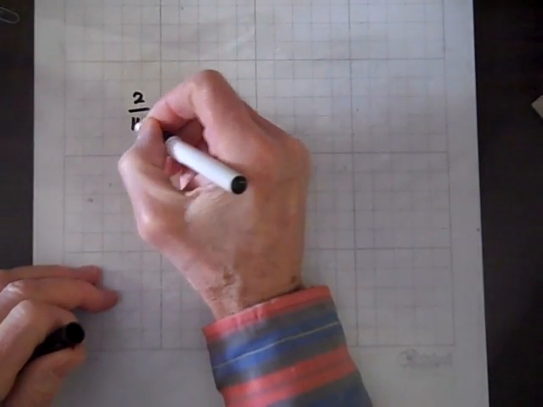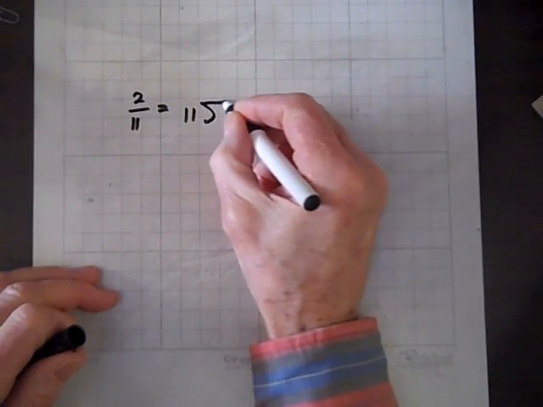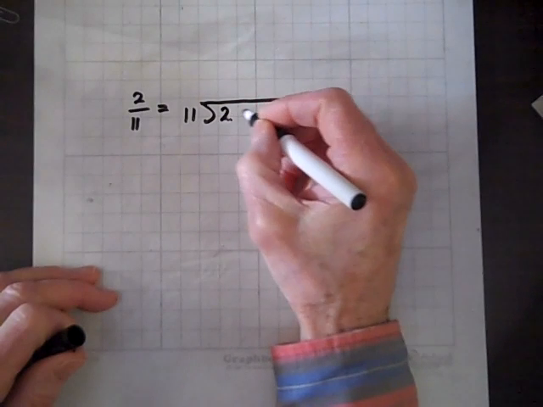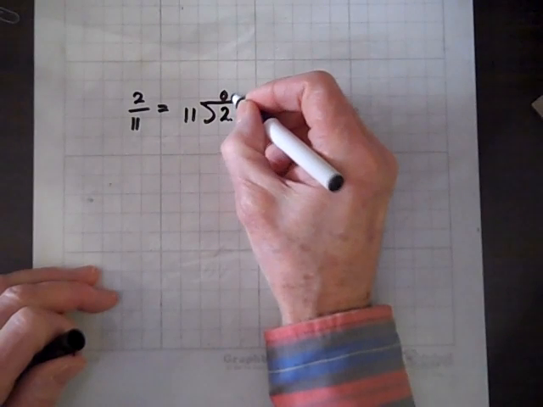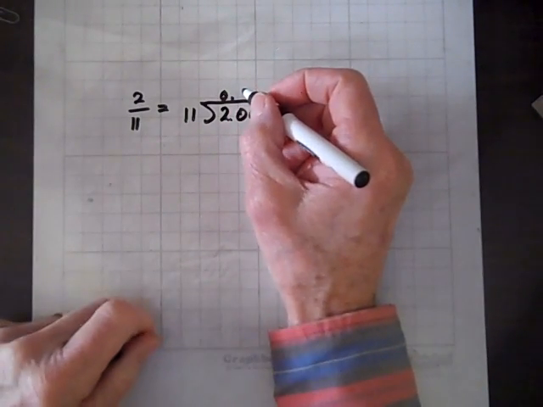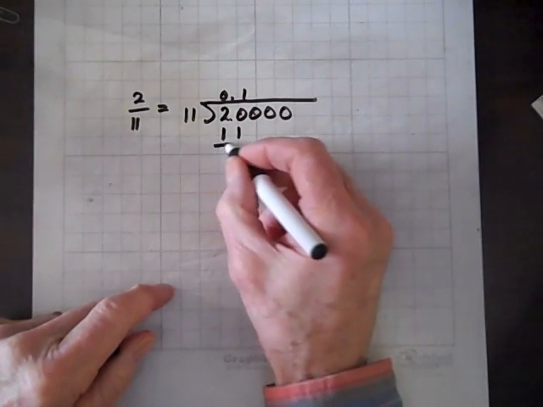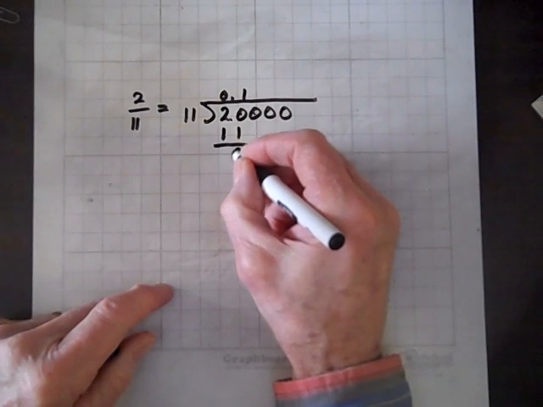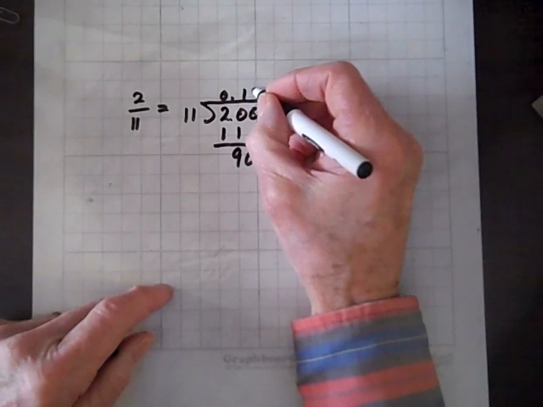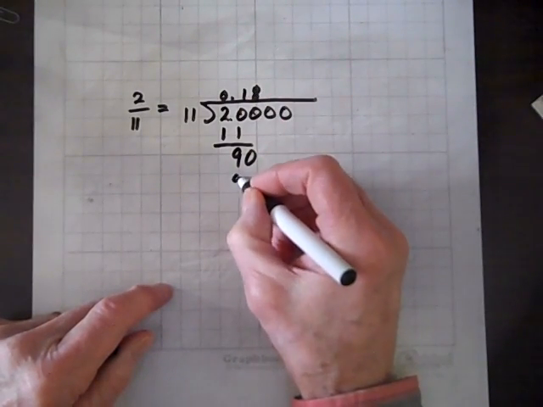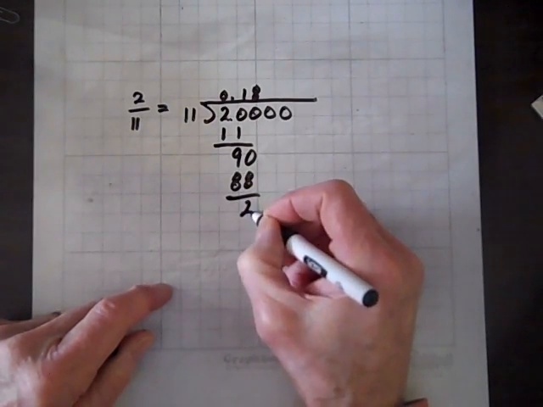2 over 11 equals 11 into 2, and we'll install a few zeros here. So we've got a 0 point. And let's see, I'll multiply by 1, that gives us 11. And find the difference, and that's going to be 9, isn't it? Then we'll bring down a 0. And I guess I can multiply by 8, and we get 88. 8 times 11 is 88. And the difference here is 2.